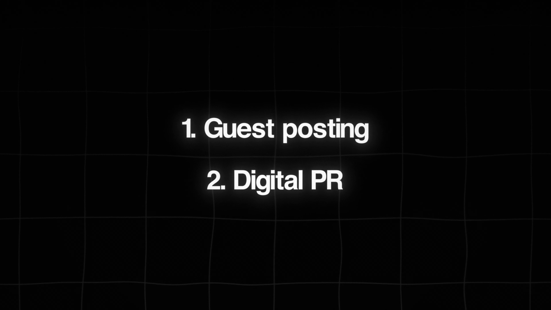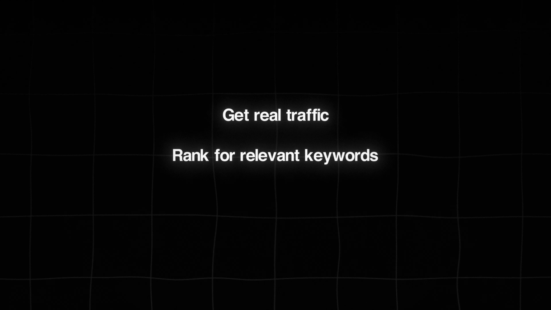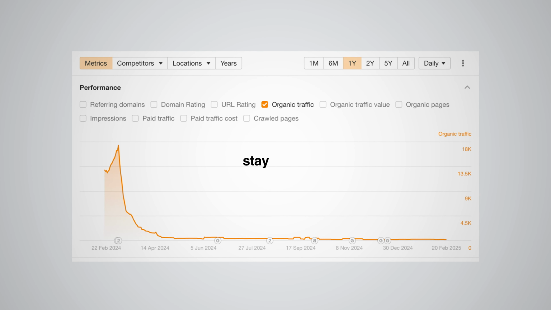So how do we build links properly, as of course, not all links are created equal? Well, there's two key strategies. The first is guest posting, and the second is digital PR. For guest posting, forget about mass outreach. Focus on finding sites that get real traffic, rank for relevant keywords, and have engaged audiences. Quick tip, you can check a site's traffic using Ahrefs or SEMrush before reaching out to save yourself the time. You can also see if the traffic is increasing or declining. If it's declining, stay away from that website.